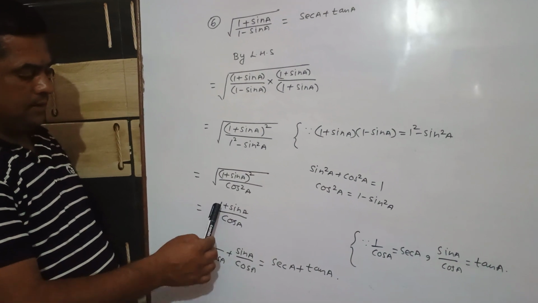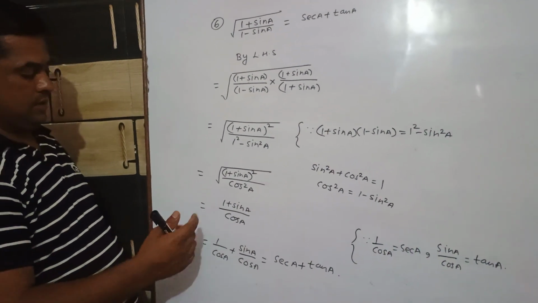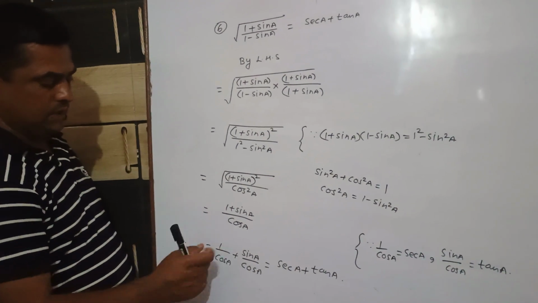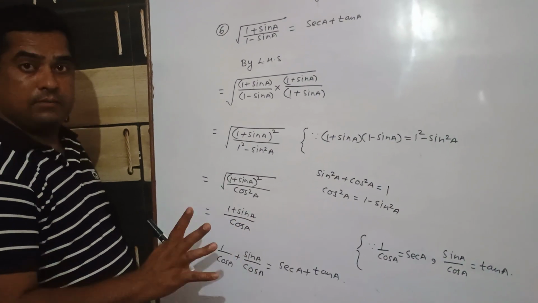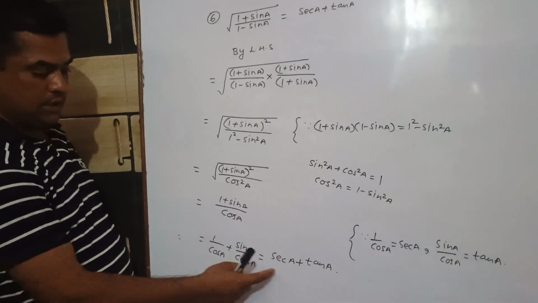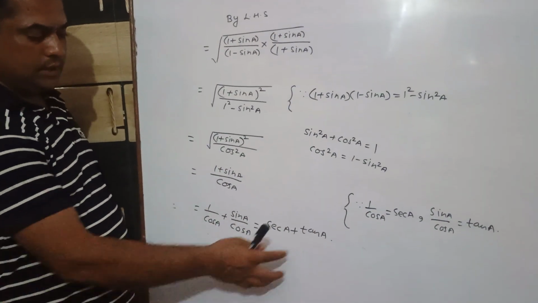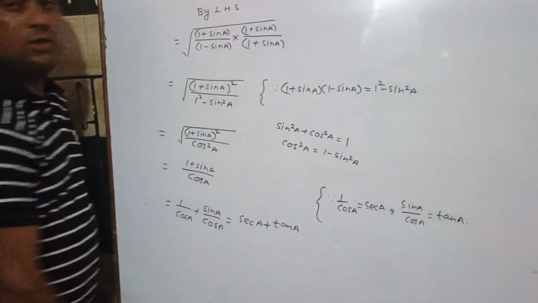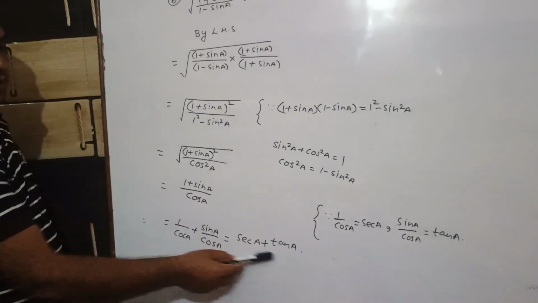We will divide these two terms by cos A. We can write here 1 upon cos A plus sin A upon cos A. Now 1 upon cos A, this is sec A, and sin A upon cos A, this is tan A. You know very well 1 upon cos is sec, and sin upon cos is tan. This is your right hand side.